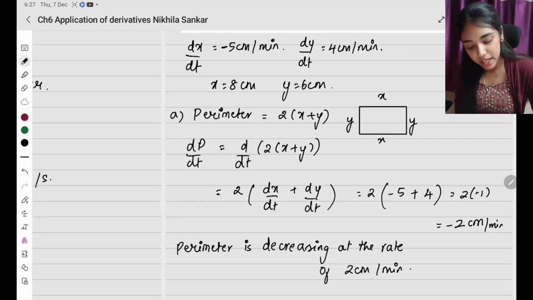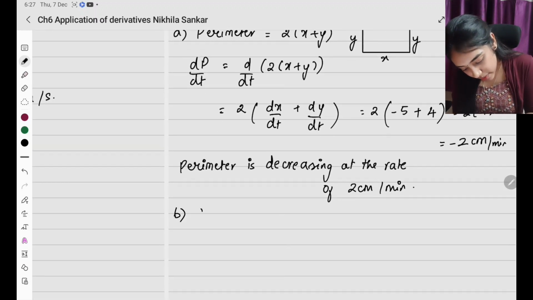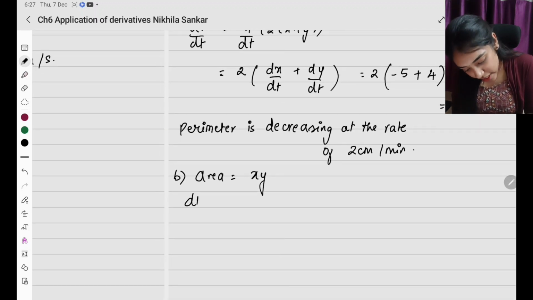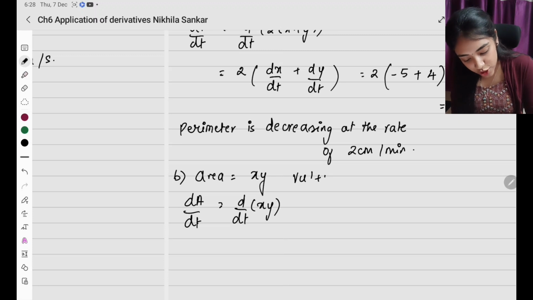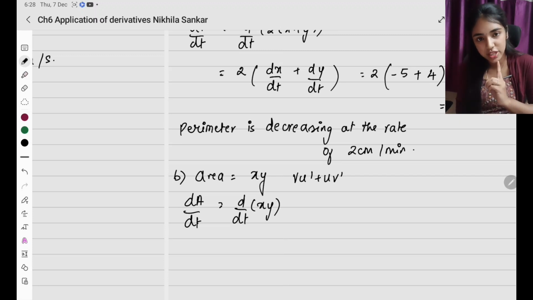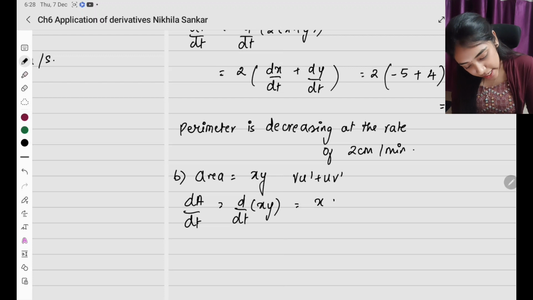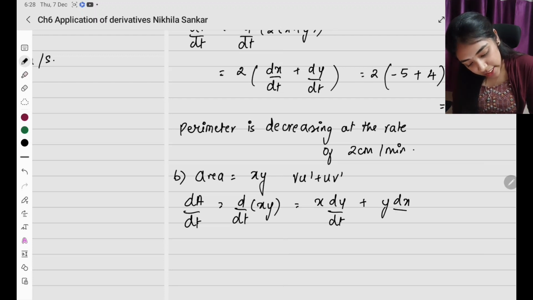Now subsection B, area of the rectangle. Area of a rectangle is length into breadth, x into y. So I need to find dA by dt, which is d by dt of x times y. This is a multiplication, so v u dash plus u v dash. We learned this in differentiation, correct? So this is x times dy by dt plus y times dx by dt.